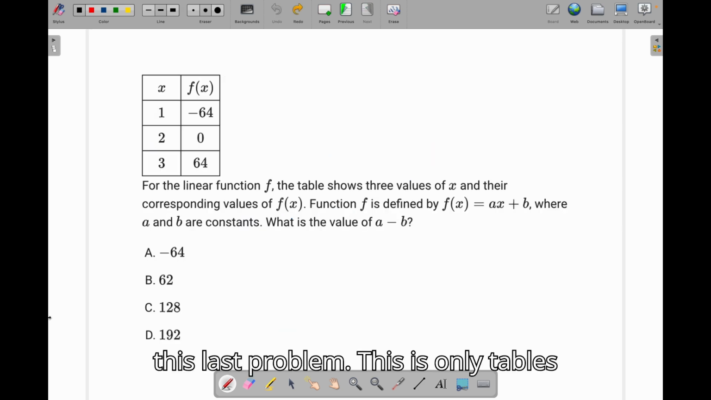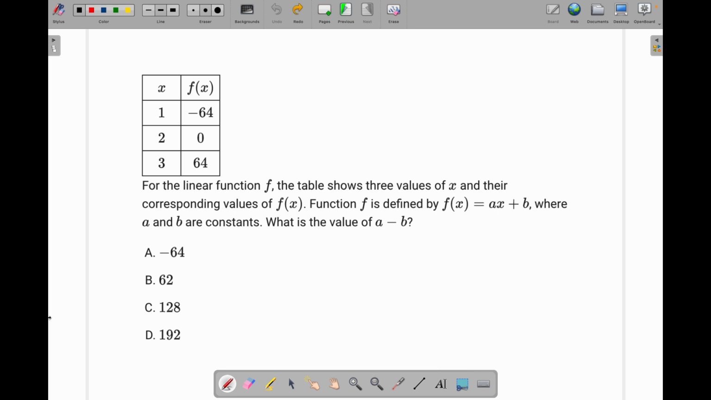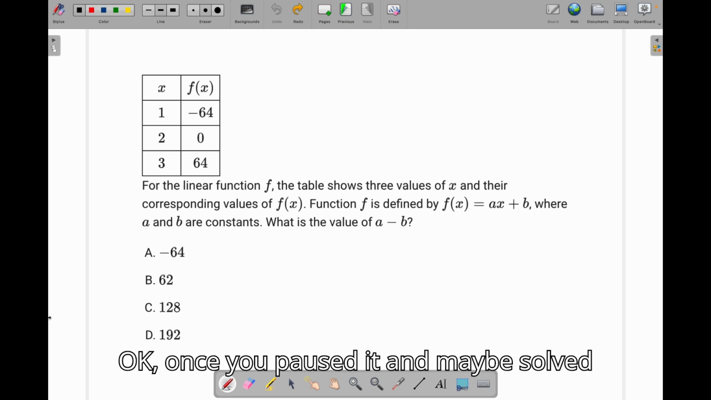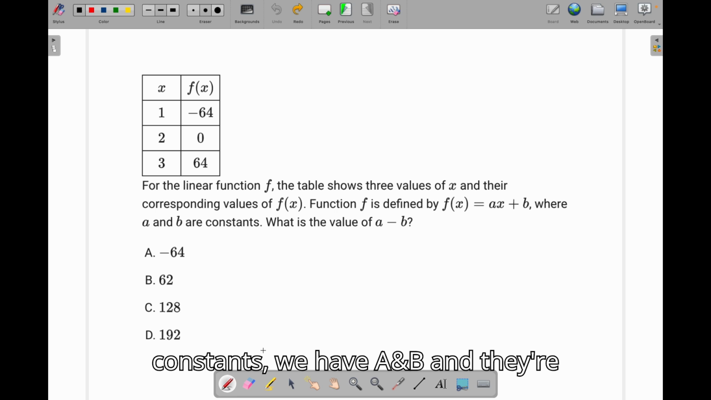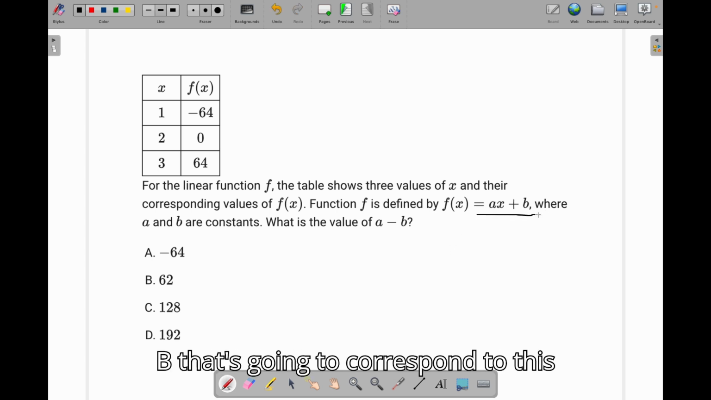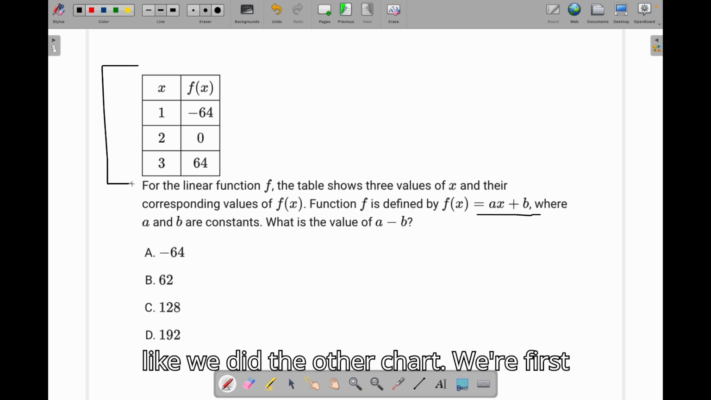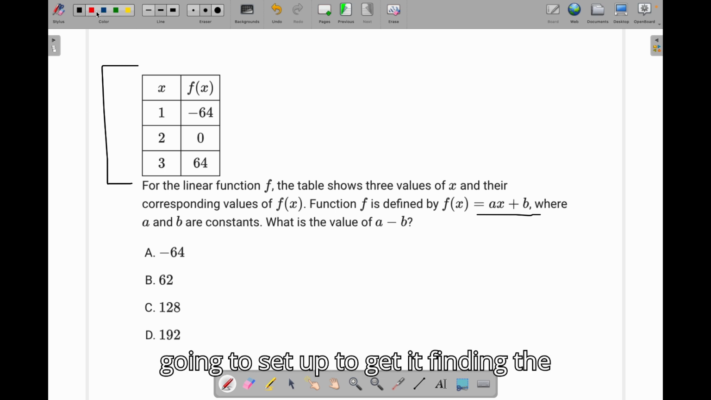For this last problem, this is involving tables with constants. So pause to read it. Okay, once you paused it and maybe solved it, let's look into this. We have some constants, we have a and b, and they're specifying a linear equation, ax plus b. That's going to correspond to this chart. So we're going to approach it just like we did the other chart. We're first going to set up finding the slope.